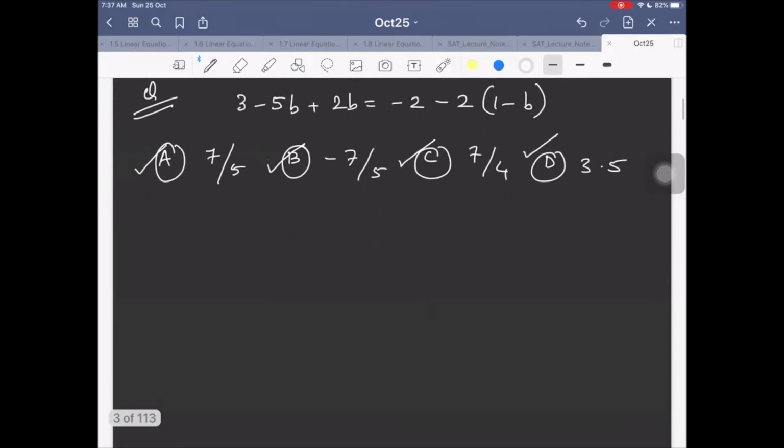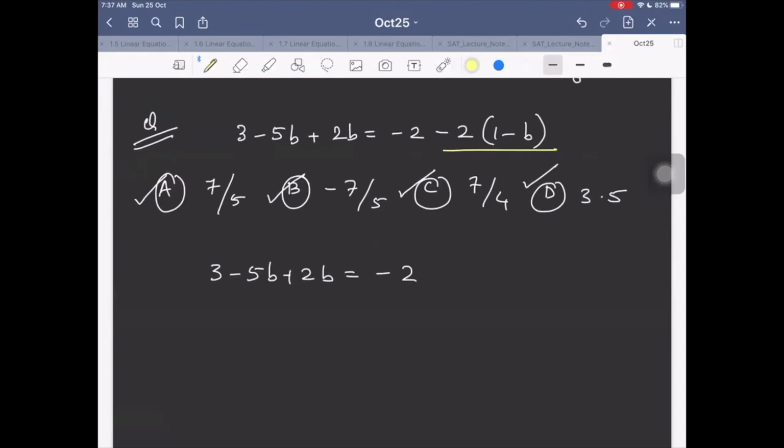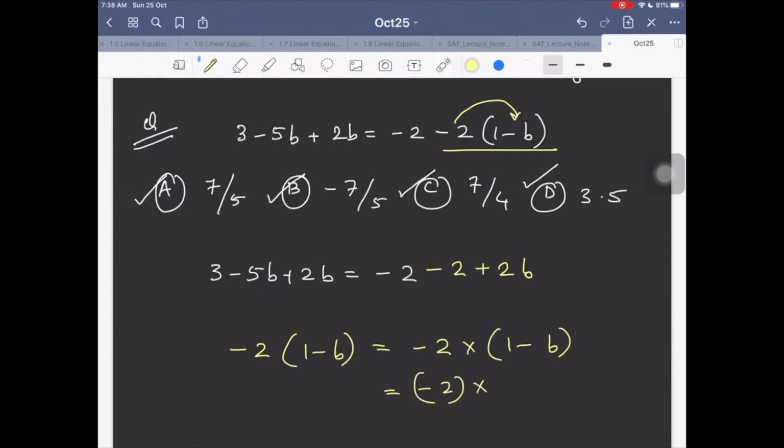Anyway, let's do it. So we have 3 minus 5b plus 2b is equal to -2 into 1 minus b. You expand, you distribute this -2. -2 into -b is plus 2b. I hope everybody is clear with the concept. This is nothing but -2 into 1 minus b, so this is essentially -2 into 1 and -2 into -b.